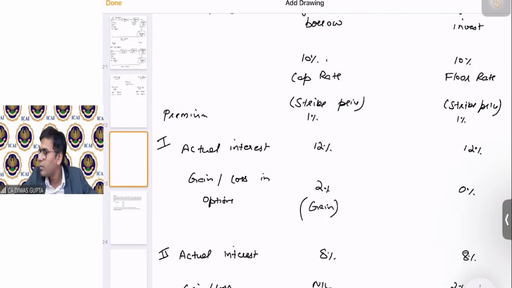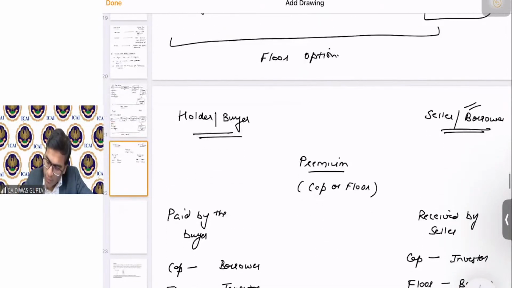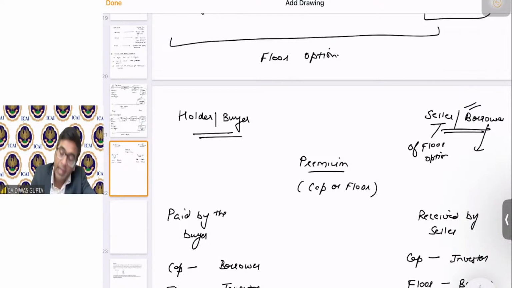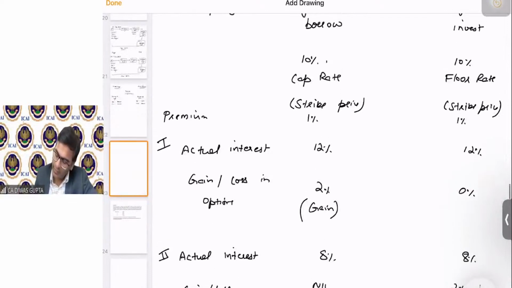Prashant is asking seller borrower means where it is. I have mentioned seller or borrower here. So seller of floor option, here it means seller of floor option, and ultimately he will become the borrower, right? He will be in the position of borrower because he is selling the right to invest. If the person exercises his right to invest, he has to borrow. Okay. Clear, students, still here?